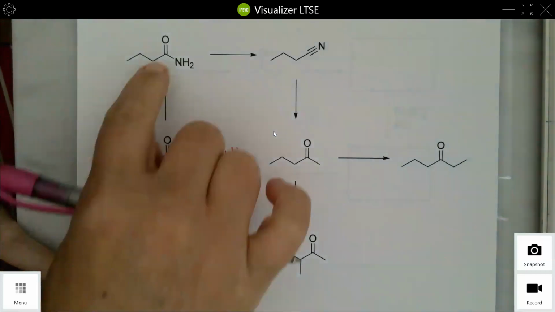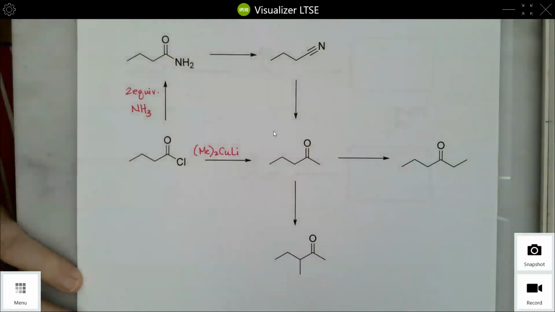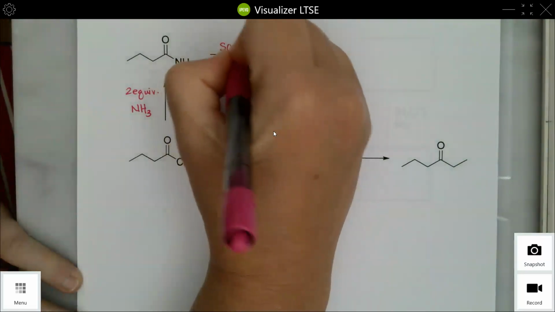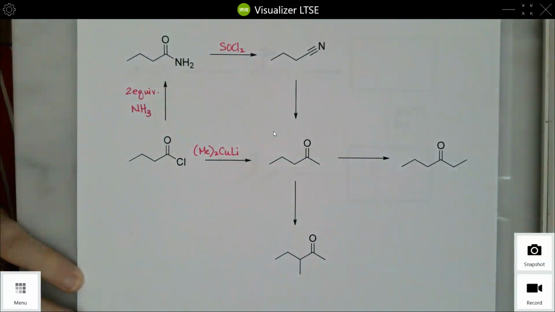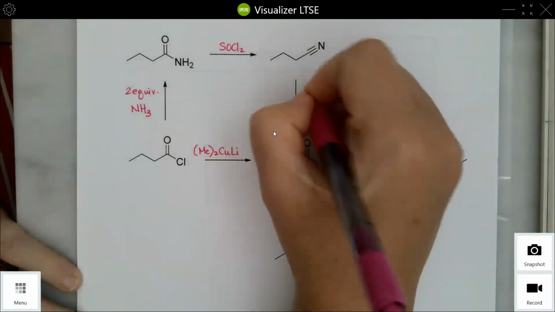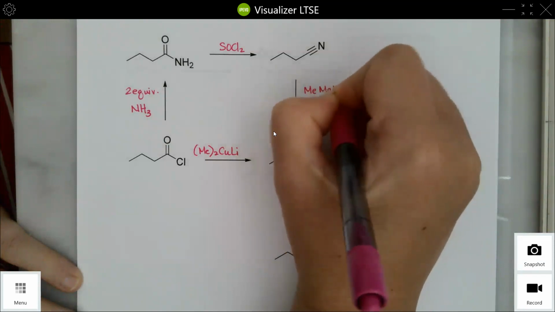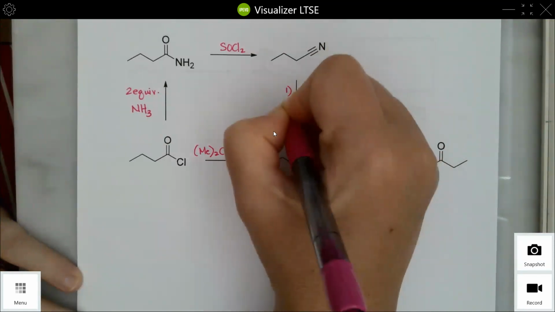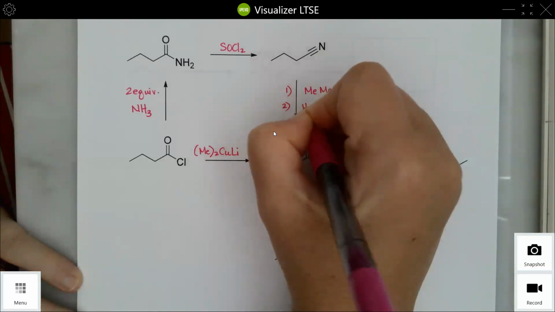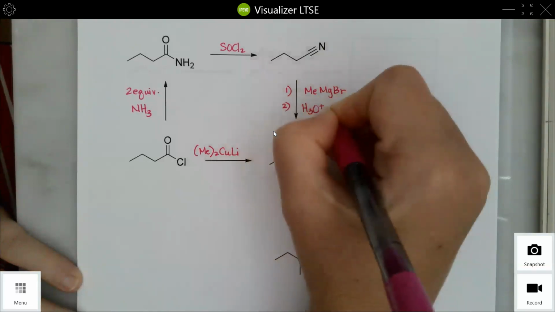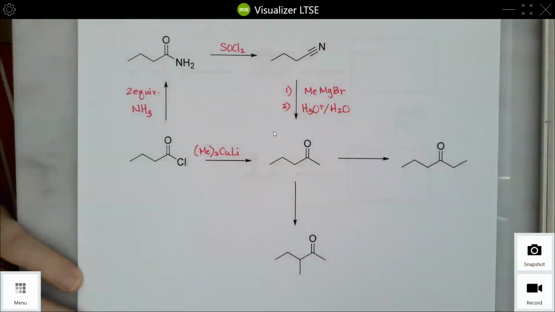Going from a primary amide to a nitrile uses SOCl2. And then going from a nitrile to a methyl ketone, we actually can use a Grignard reagent. So in this case, we want to add the methyl magnesium bromide, with an acidic workup.